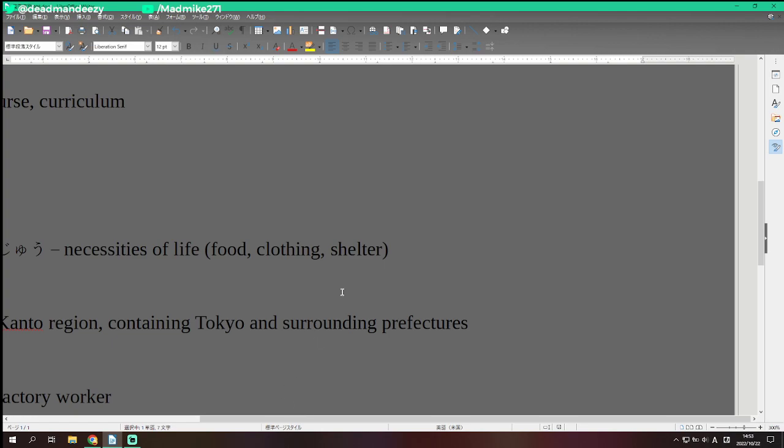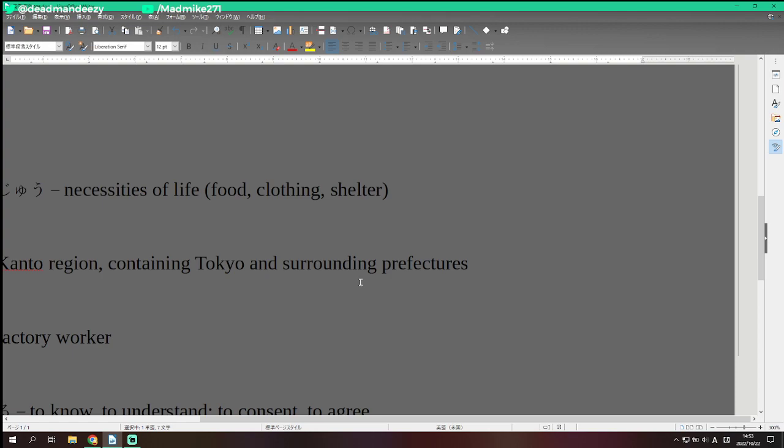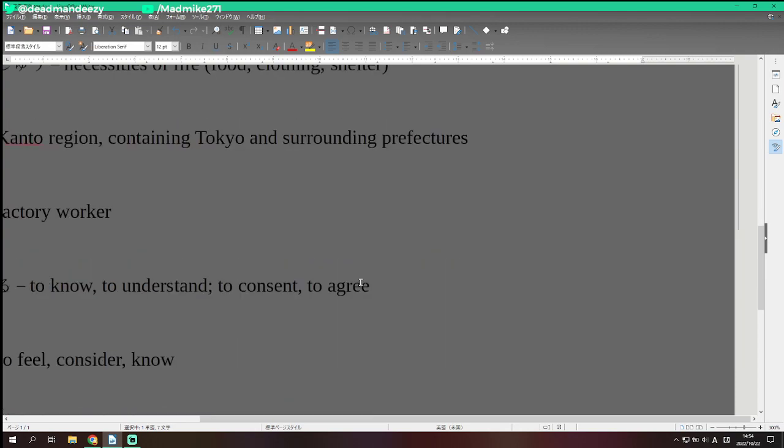Reja is leisure. The necessities of life are ishokuju. I on the left side for clothing, shoku in the center for food, and ju on the right side for a dwelling or a place to live. Ishokuju. The Kanto region, consisting of Tokyo and its surrounding prefectures, is Kanto. Kanto, or the gateway to the east. Kanto is Tokyo and its surrounding prefectures.